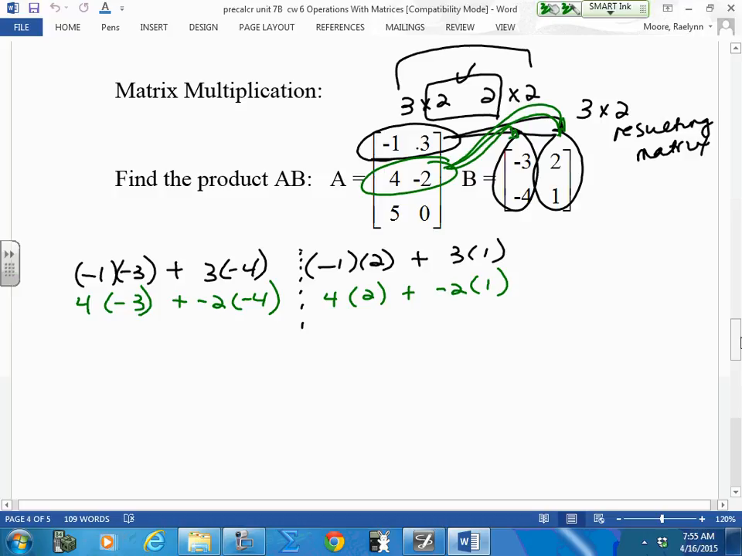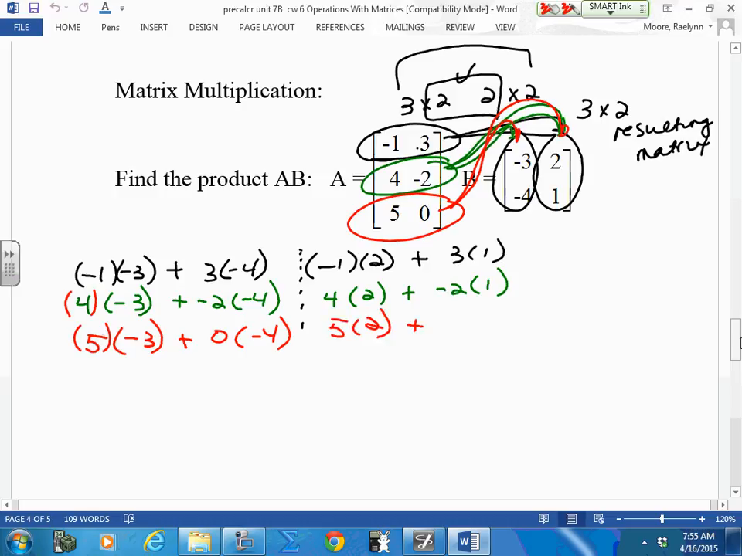So now we're on the last row. Last row, we multiply the first column, then we multiply the second column. 5, and it doesn't matter, you can put parentheses or not. 5 times the -3 plus 0 times the -4. Next column. 5 times 2 plus 0 times 1.